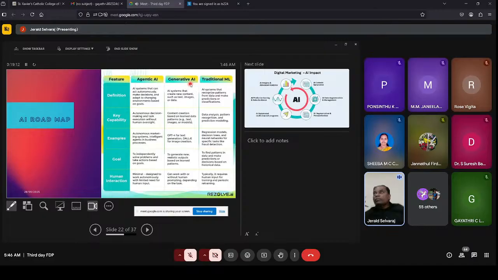Agentic AI is the most happening one. All the top industries are using this one. This is more autonomous. There is no manual intervention. The AI applies its own strategy and it runs everything on its own.